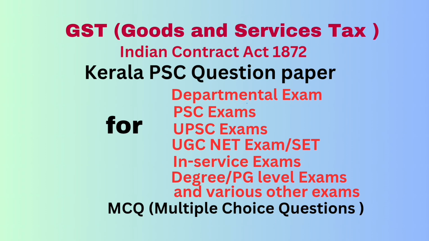Question number 52. In an invoice related to supply within a state, central GST charged is 9%. What is state GST? Correct answer 9%. Question number 53. What is the maximum GST collectible under Integrated IGST Act? Answer 40%.